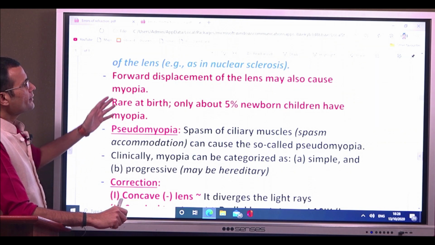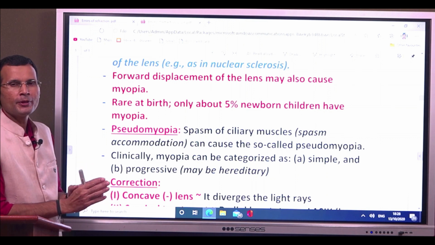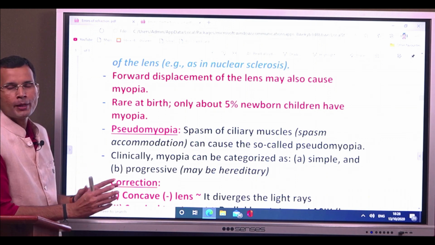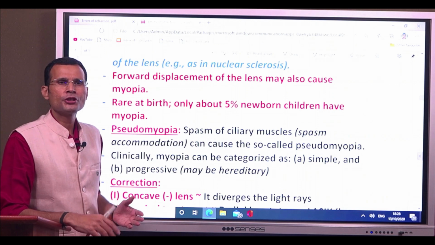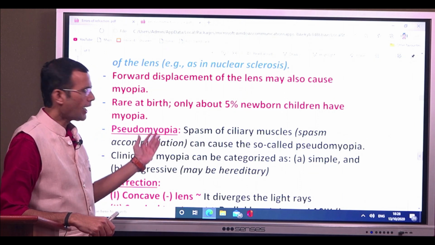Okay, myopia is rare at birth. Only about 5% of newborn children have myopia. 80% or more children are born with hypermetropia, as we will see.